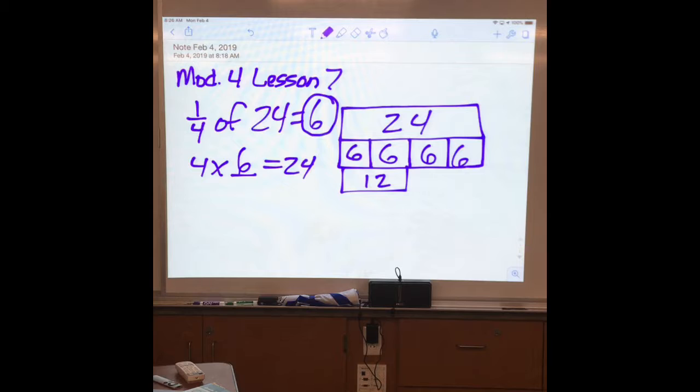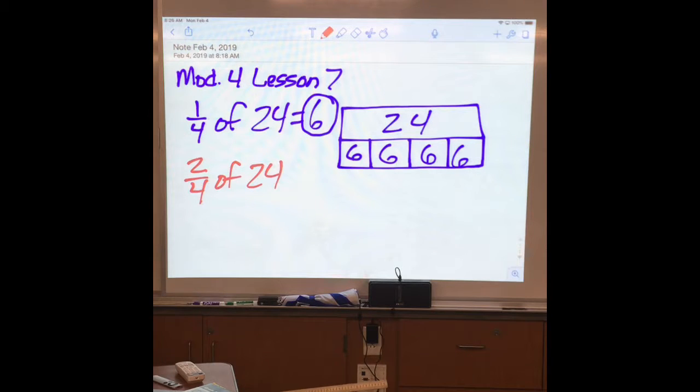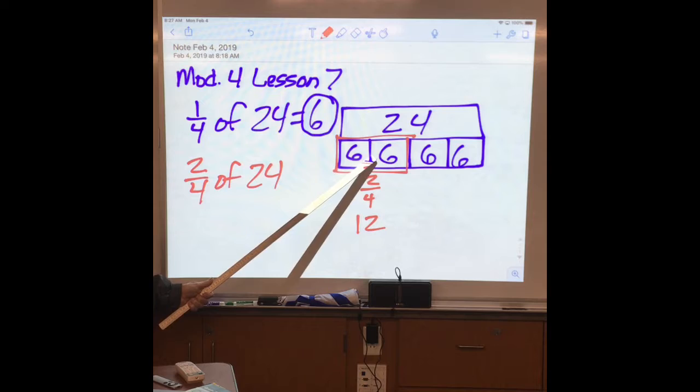Well, what if I change this problem on you? What if I said, what's 2/4 of 24? What would you say? Well, this is 1/4, right? So then this would be what? That's right. This would be 2/4 altogether. What would that be? 12, right? Because 6 plus 6 is 12.